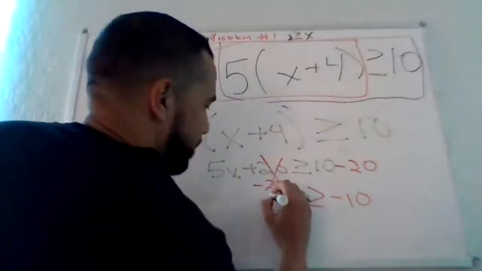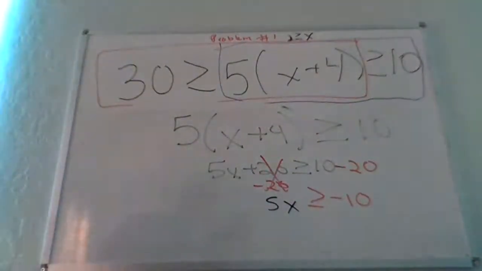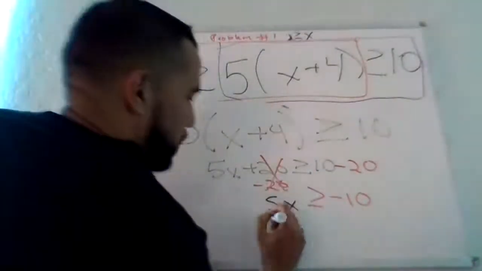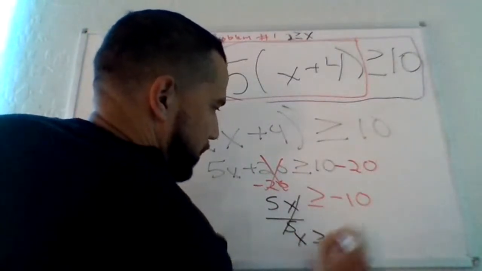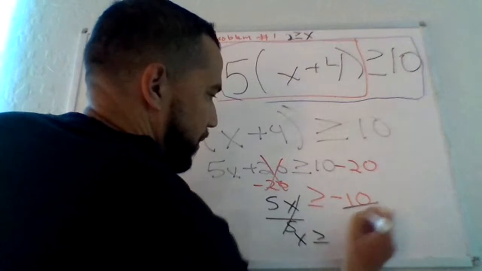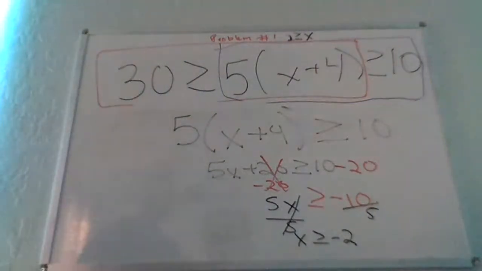So now we have 5x is greater than or equal to negative 10. And then you could divide by 5. So that cancels that out. We're left with the x. Divide by 5. We're left with negative 2.